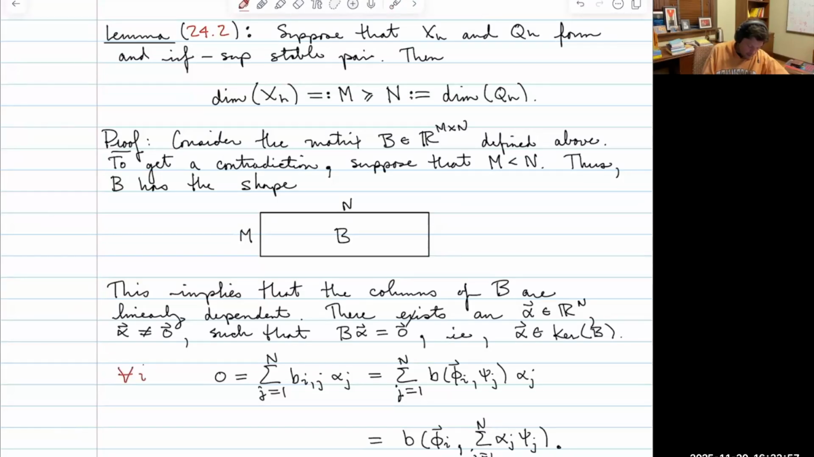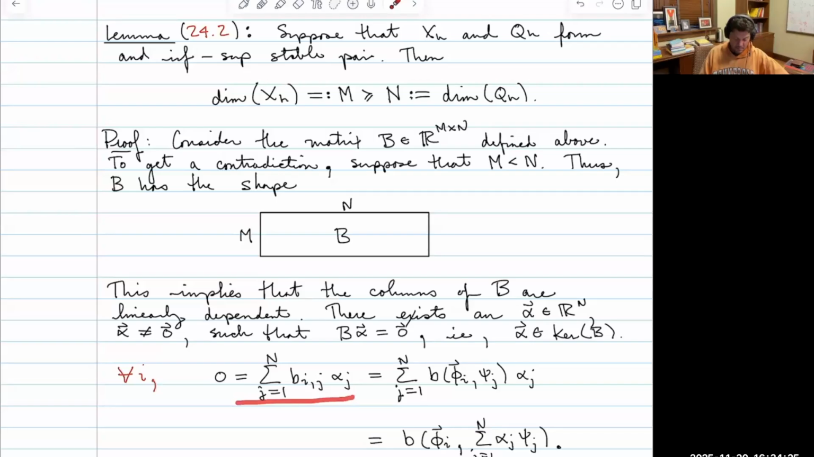For each i, we must have this. So this is just taking this component by component. Looking at the first row of this, this is a vector equals a vector. So let's look at the first entry, second entry, third entry, right? What we're doing is taking different choices for i.